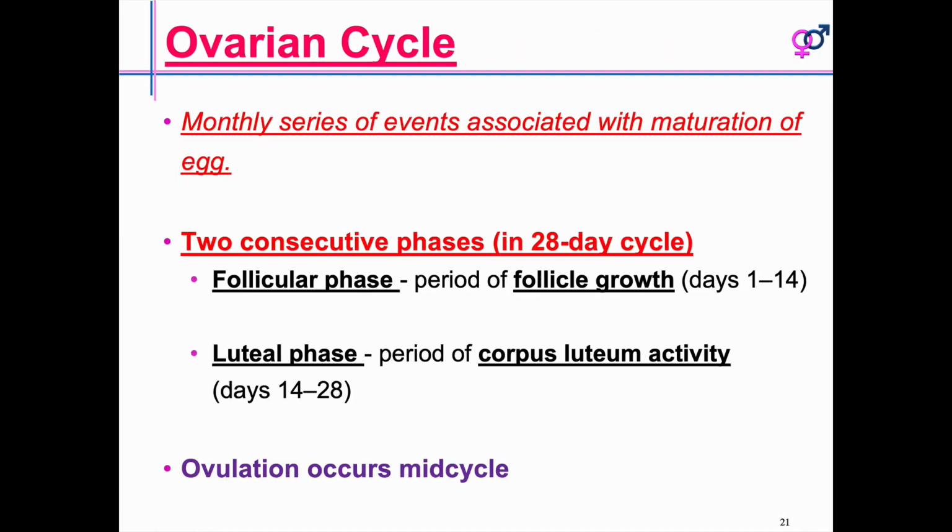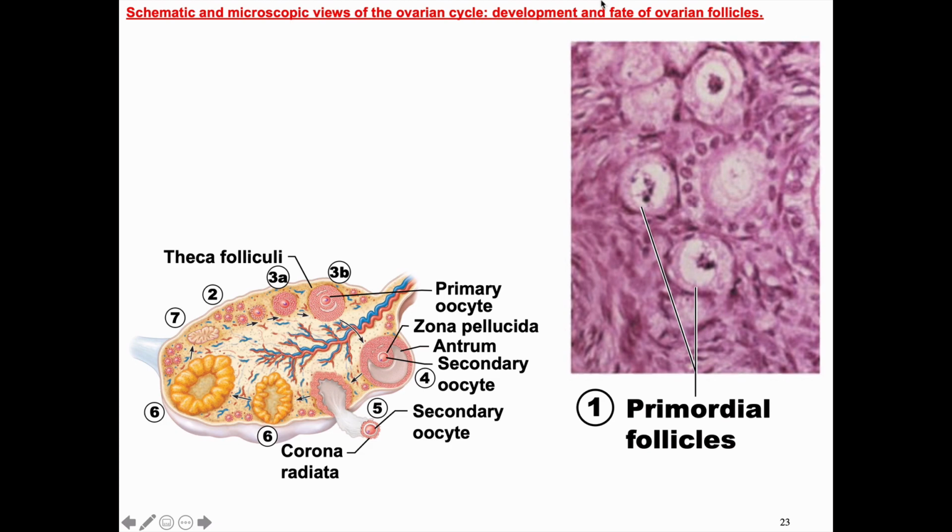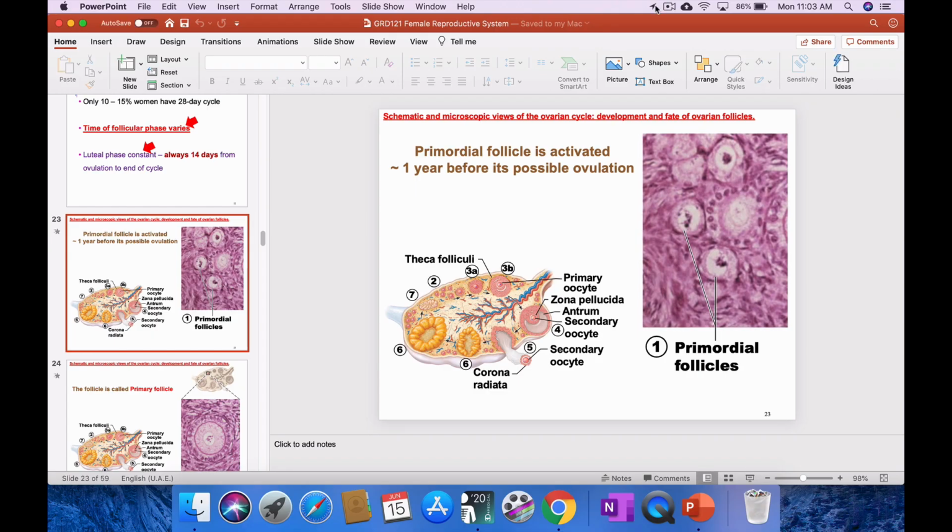Okay, next, coming to the ovarian cycle. As I told you, these are the cyclical changes that take place in the ovary in the 28-day cycle. So first phase, we call it the follicular phase, then the luteal phase. The follicular phase is 1 to 14 days, the luteal phase is 14 to 28 days. Okay, so only 10 to 15% of women have a 28-day cycle.